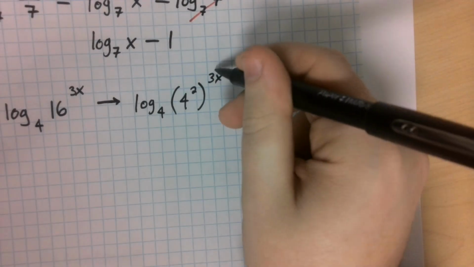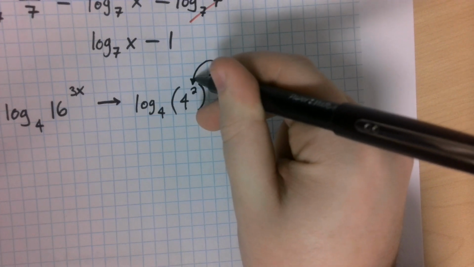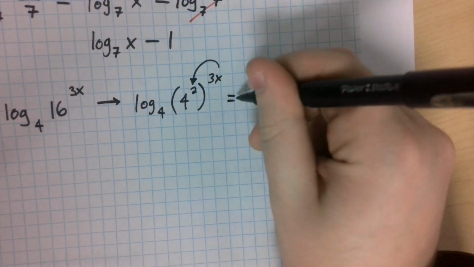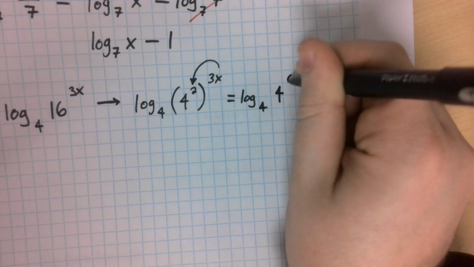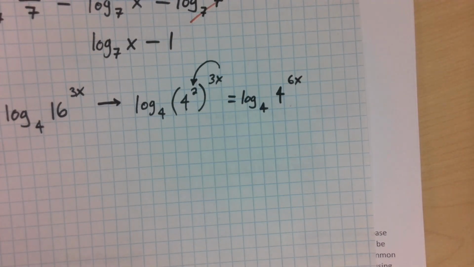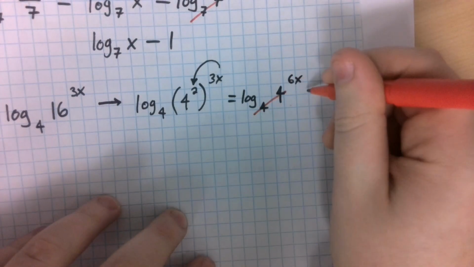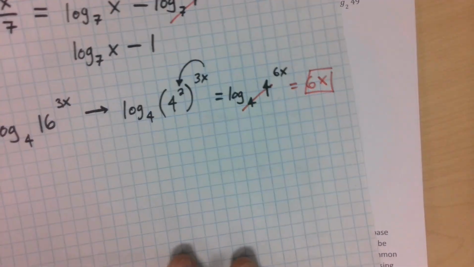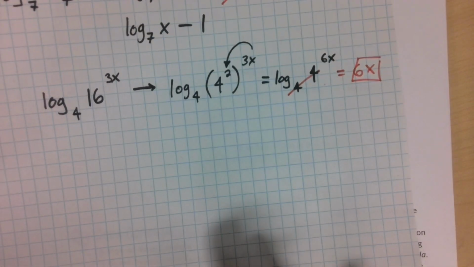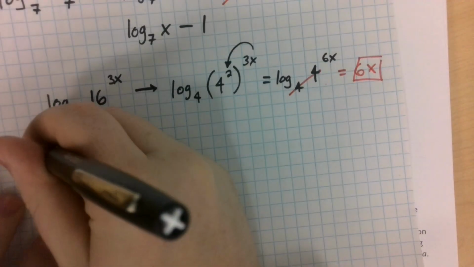From here, we can apply the power of a power property and multiply our exponents. That's the same as log base 4 of 4 to the 6x power. And when we cancel out our bases, we end up with just 6x as our answer. Cool. It turns out there's an easier way to do it, and it's using this power of a power property.